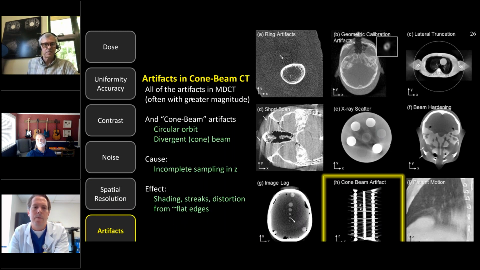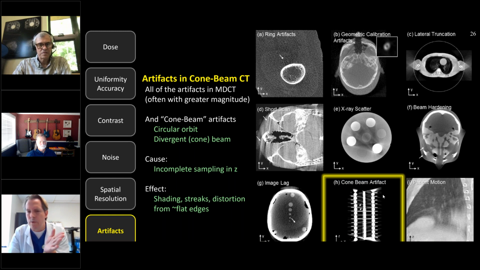All right. I'll round that out just by saying a few things about artifacts. On the right hand of this slide, you see all the artifacts that are typical in helical CT, but exaggerated in cone beam CT. And one that's relatively new is associated specifically with a volumetric beam or a cone beam, which is acquired on a circular orbit with that cone beam. The cause of this artifact is incomplete sampling in Z.